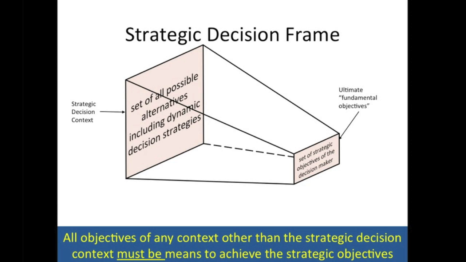What if you're a CEO engaged in strategic planning? Well, here's how your strategic level objectives relate to all the other fundamental objectives you'll be dealing with in your organization. Your strategic objectives are the ultimate fundamental objectives for the organization, and every other objective in your organization now becomes a means objective to achieve your strategic objectives. In other words, the strategic decision frame encompasses all other decision frames.